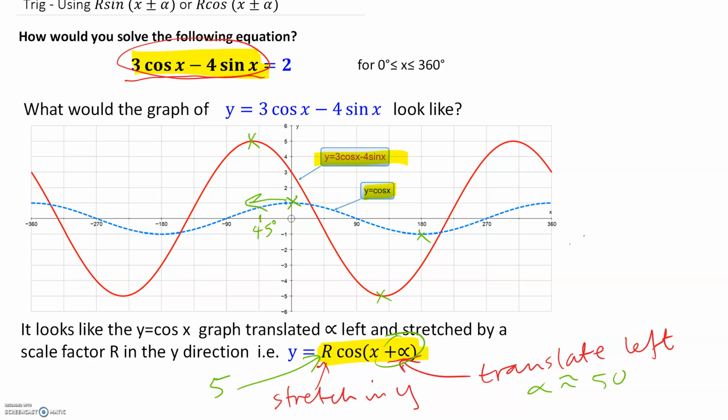Now the whole point of doing this is that if we can write the left-hand side of this equation as this, then it's easy to solve. We just divide by whatever r is, do inverse cos, and solve as normal. Okay, so the equation we had up here, which we couldn't solve by rearranging, we'll now be able to solve by getting it into the form r cos(x plus alpha).